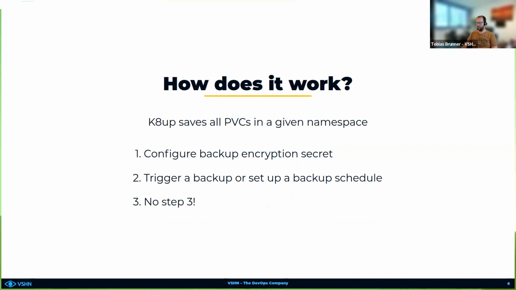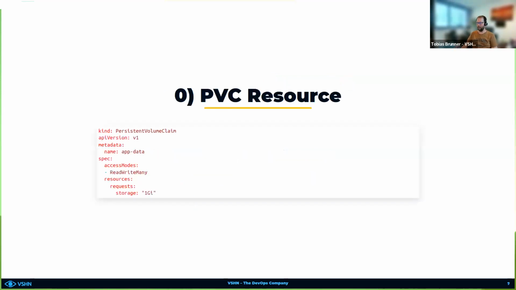How does it work? KTUP saves all PVCs in a given namespace. First, you configure the backup encryption secret, which is used to encrypt or decrypt your backup data. Then you have to trigger the backup. You can trigger it one time by using the backup Kubernetes object, or you can set up a schedule, which is the usual case, to have a regular backup up and running. There is no step 3. That's all you need to have a successful backup.